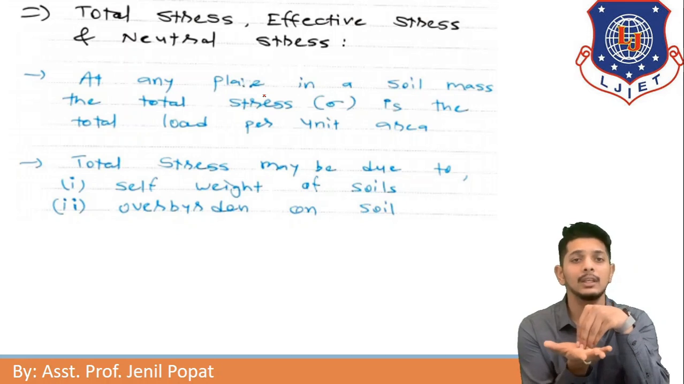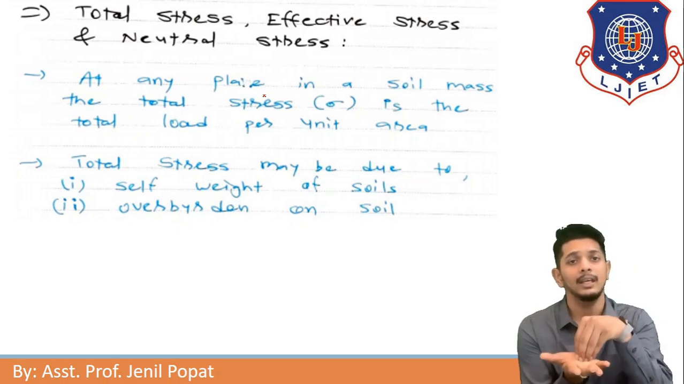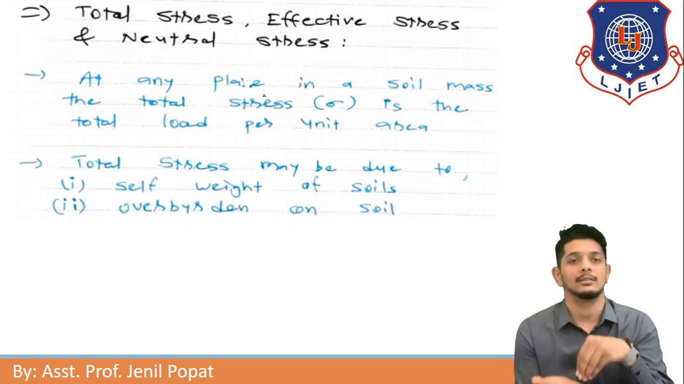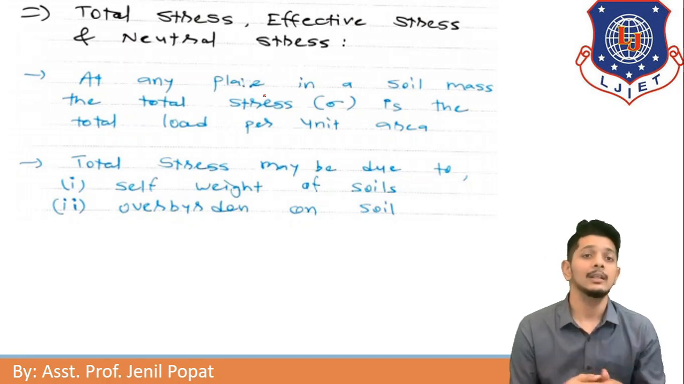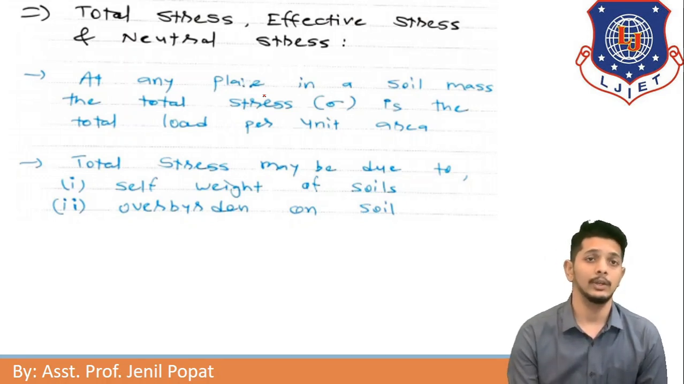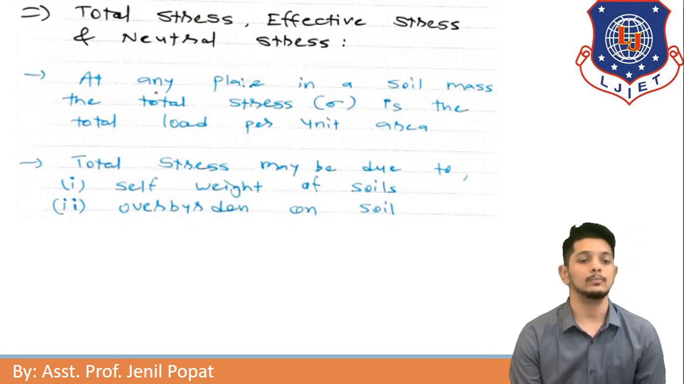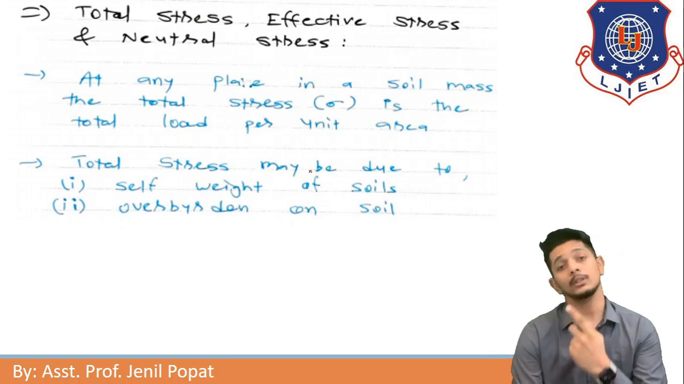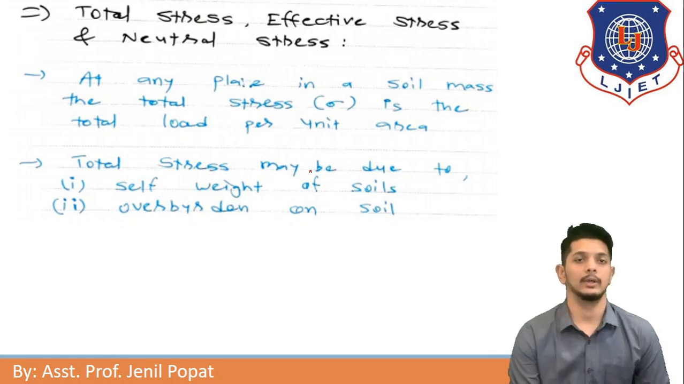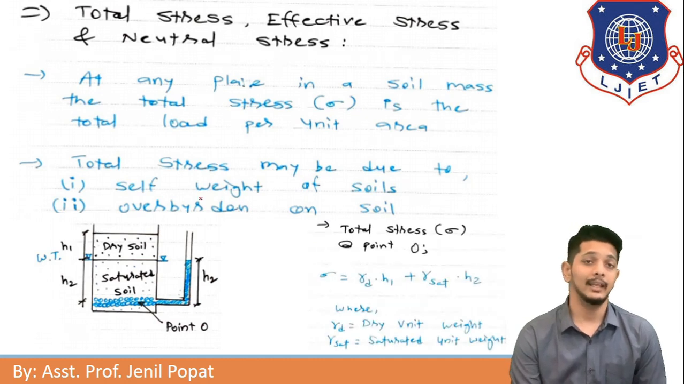On some unit area the load is coming, then it is stress, which is load per unit area. It is generally kilonewton per meter square or newton per meter square. Total stress may be due to two reasons: self weight of the soil or overburden on the soil. Let us understand total stress in depth.